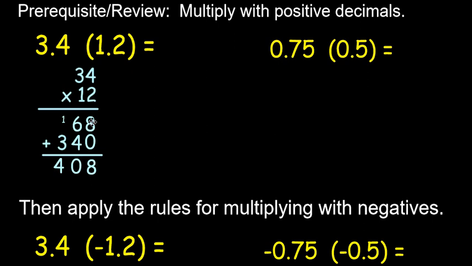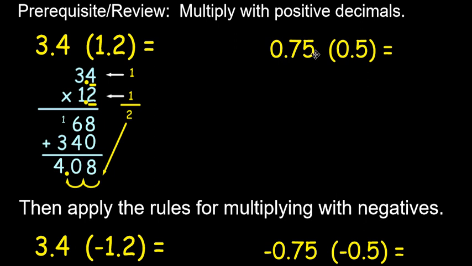Now, after we've multiplied as if they're whole numbers, all we have to do is count how many decimal places are in both of our factors here. So I've got 1 decimal place here and 1 place here. Notice there's 1 place behind the decimal here and 1 place here. So that's 2 decimal places, and I'm going to move the decimal 2 places over in my product. And that's how you multiply with decimals.